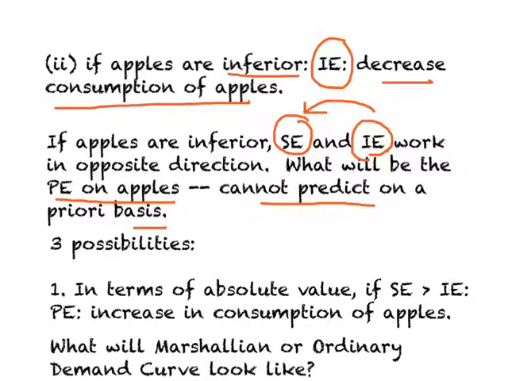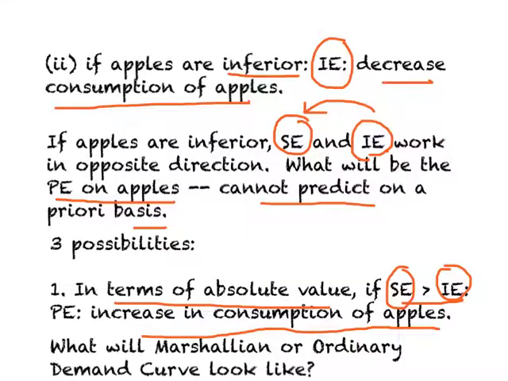So now let us look at all three possibilities when apples are an inferior good. One possibility is that, in terms of absolute value, the substitution effect outweighs the income effect. What is substitution effect? Increase in consumption of apples. What is income effect? Decrease in consumption of apples. And if substitution effect outweighs the income effect, what will happen to consumption of apples? Overall price effect, there will be an increase in consumption of apples.